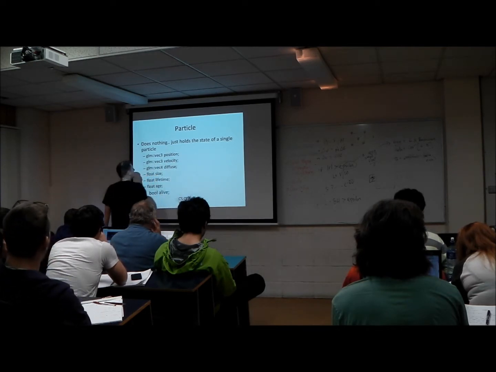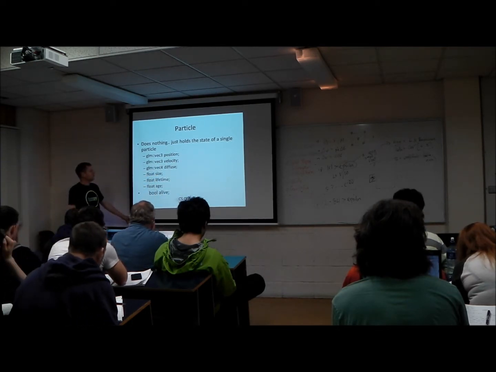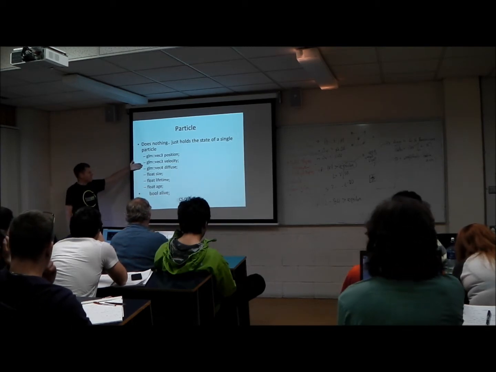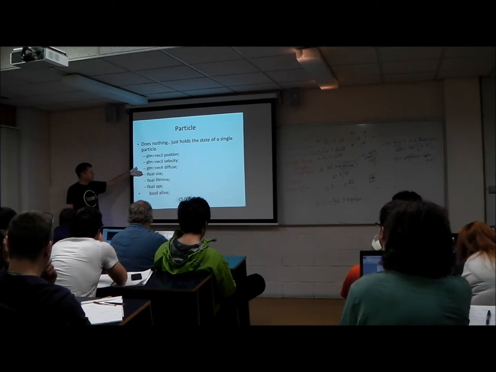So, a particle, it does nothing. It just holds the state of a single particle. There's nothing in the particle apart from this. There are no methods on a particle. So: position, velocity, diffuse color, the size of the particle, and these are optional.